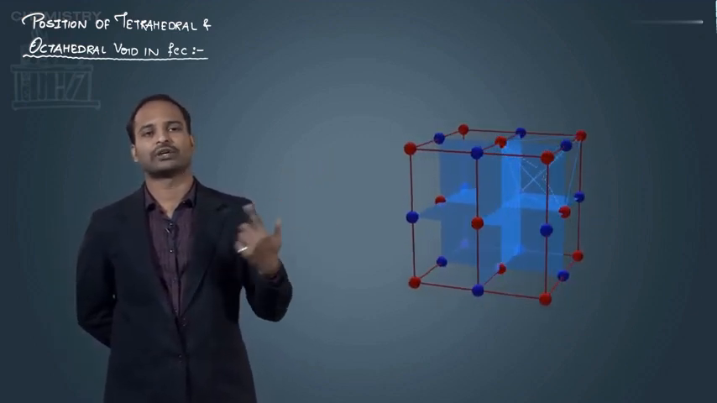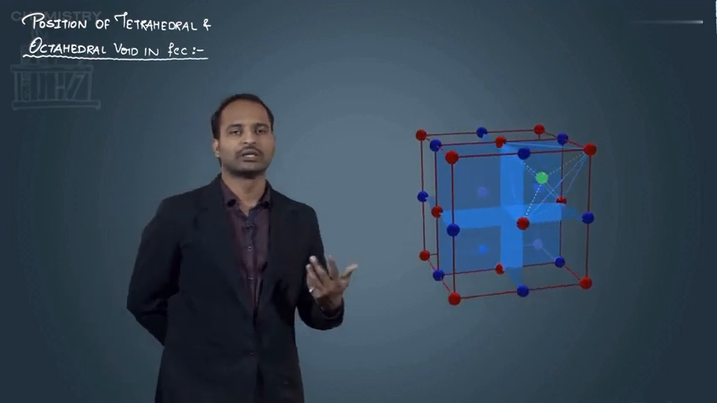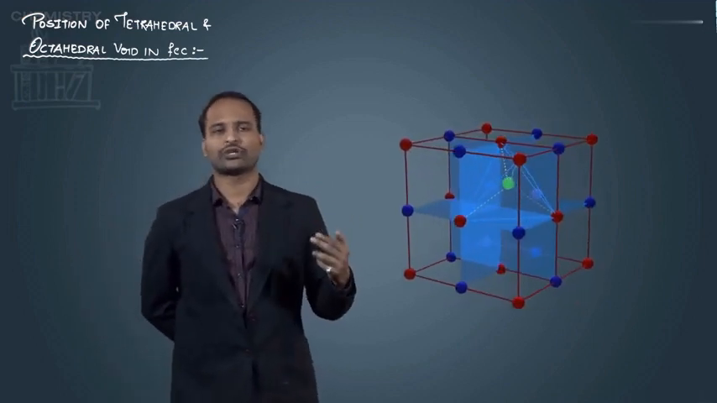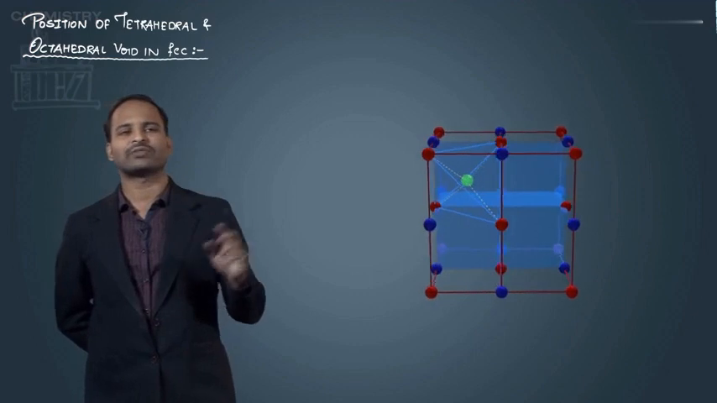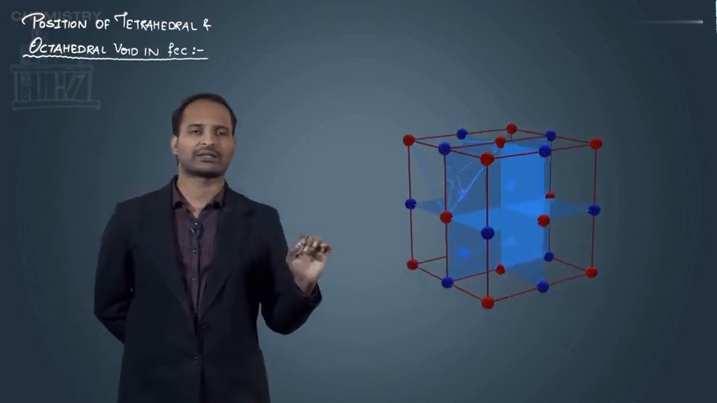So how many tetrahedral voids are going to be present in the whole unit cell? I can say in the whole unit cell there are 8 cubes, each cube having 1 center. So there will be a total of 8 tetrahedral voids.